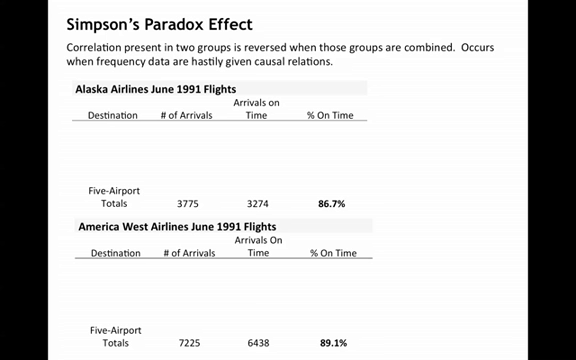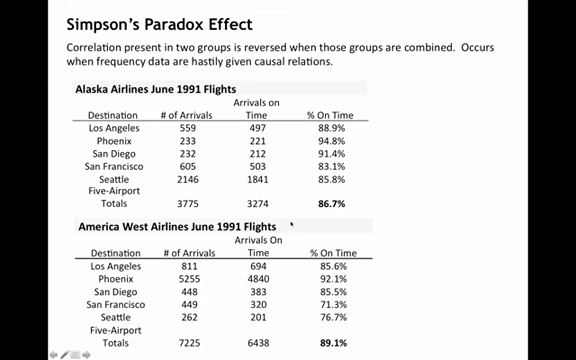So here's just a really cool example from 1991. It compares Alaska Airlines to America West Airlines, and it's the number of on-time arrivals at various airports for these 2 different airlines. If we look at the aggregate, if we look at the 5 airports together, we can say maybe that America West Airlines performs better on average than Alaska Airlines. 89% of their flights are on time versus 86.7% of Alaska Airlines.